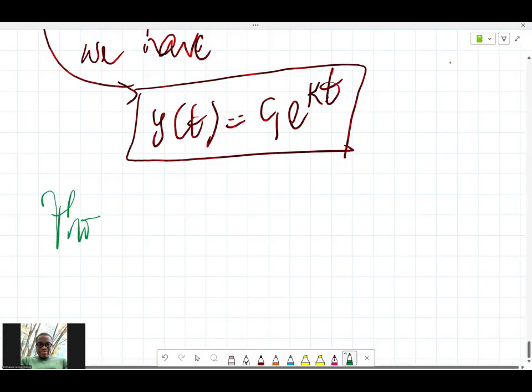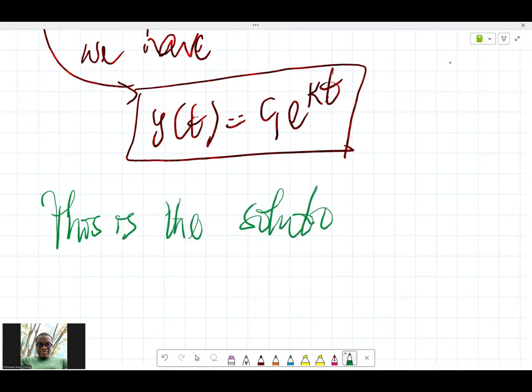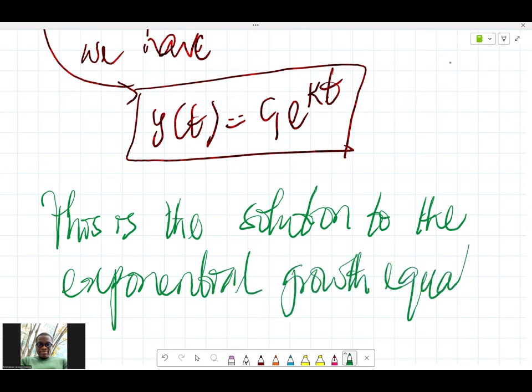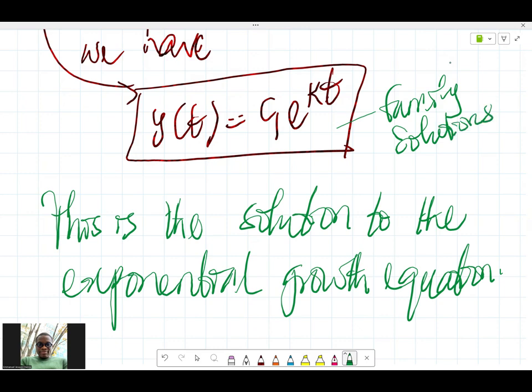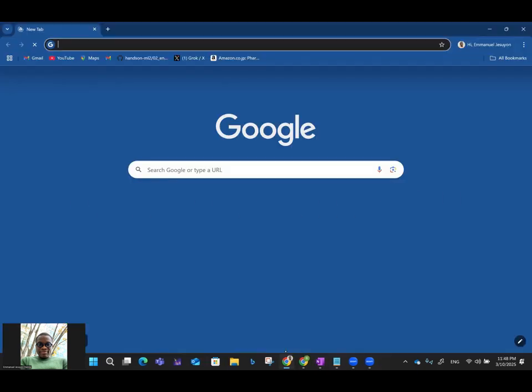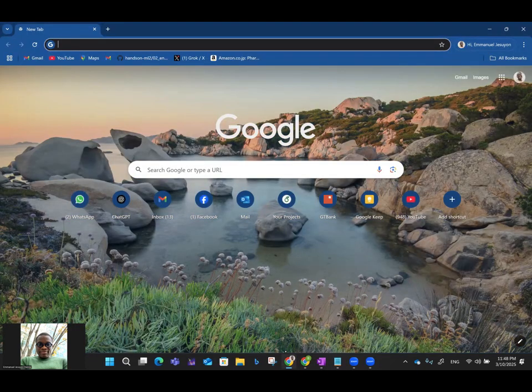This is the solution to the exponential growth equation. As it is now, this is a general solution because we don't have initial conditions. So it is a family of solutions, like I said in the last video. Let's try to visualize that solution using Desmos and see what it looks like.